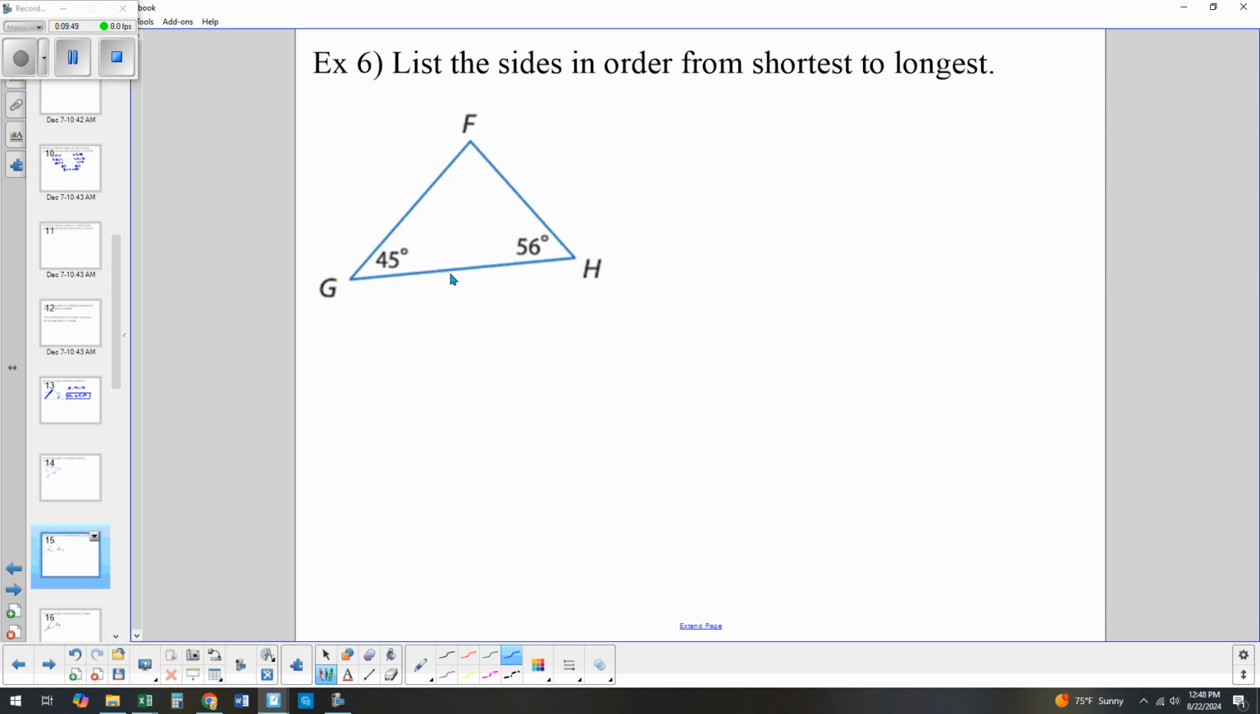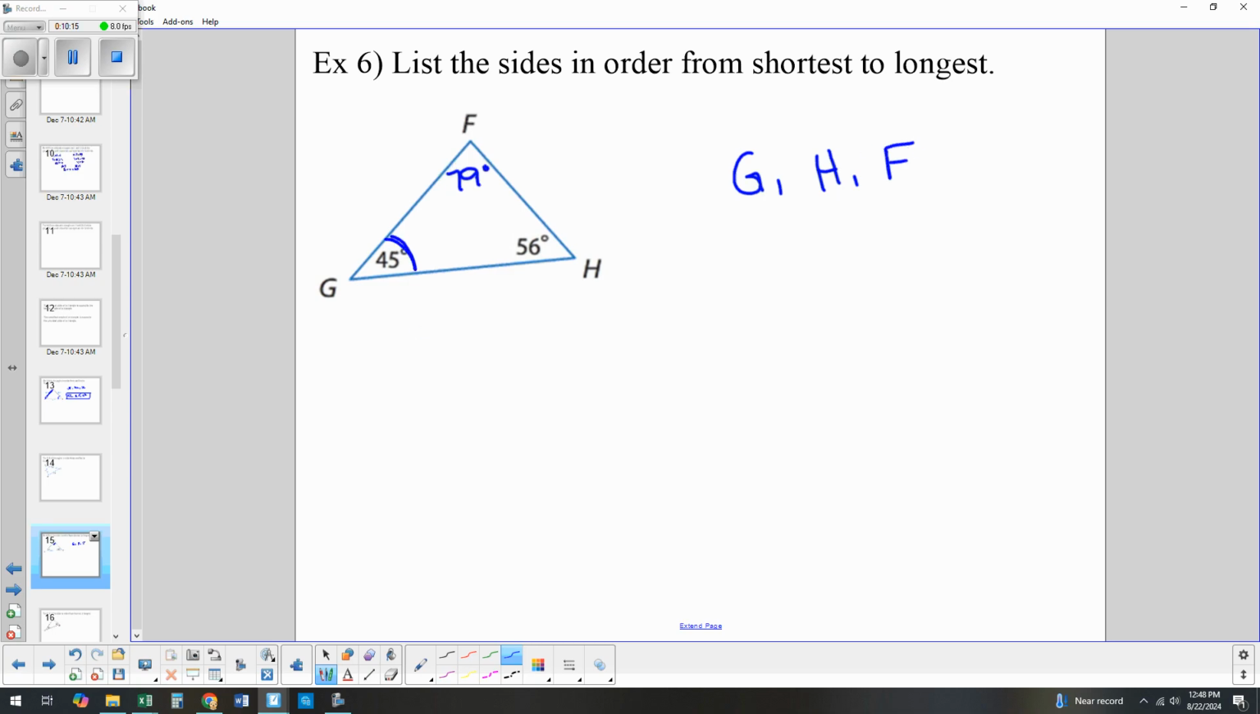For example 6, we know two of the three angles. We do have to find the third. So if I add together 45 and 56, I get 101. And taking that away from 180, my last angle is actually 79 degrees. So I'm going to do the same idea as I did with putting the sides in order first. I'm going to put the angles in order first. So my smallest angle was G, then H, then the biggest one was F.